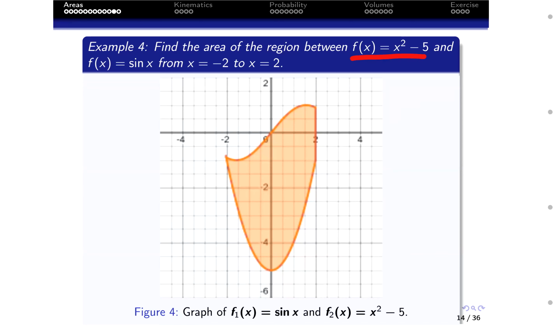And f of x equals sine x. Now we are specifying from x equals minus 2 to x equals 2. Even if they intersect, once you are given the limits, you have to follow the limits, all right? So even if they intersect at some point, you don't care as far as you have a limit given. And if they don't intersect too, once you have limits, just follow that.